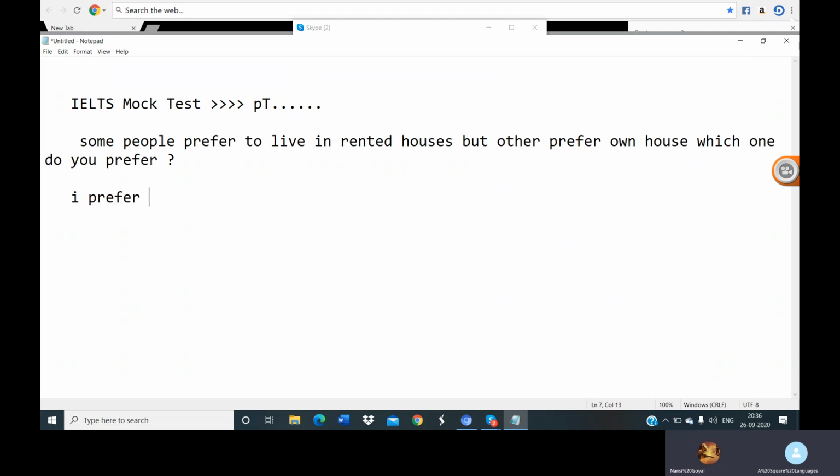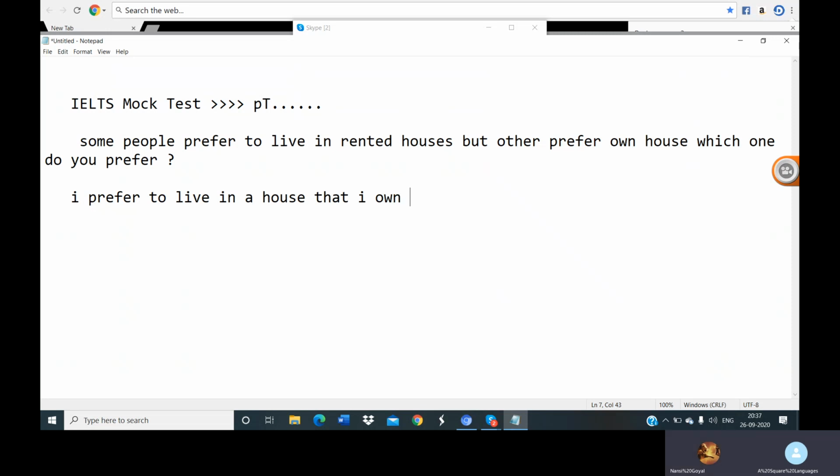I would like to live in a house. I prefer to live in a house that I own for many reasons. You cannot say it like this: I want to live in my house, my bungalow, my apartment. No, you have to start the answer: I prefer to live in a house that I own.